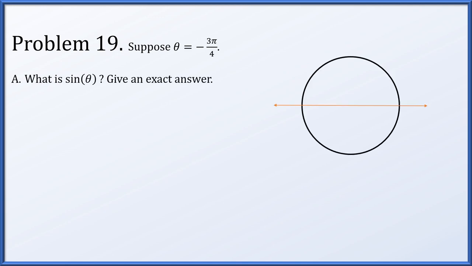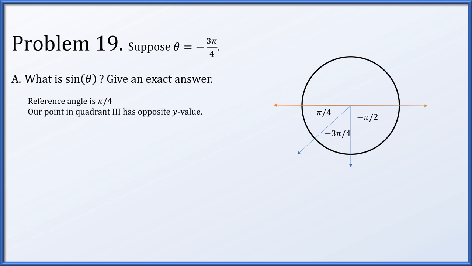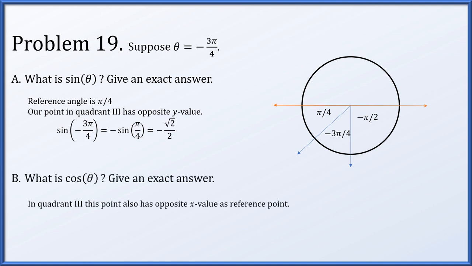In problem 19, suppose theta is minus 3 pi over 4. What is the sine of theta? Again, here's our standard circle with our x-axis. Minus pi over 2 would be minus 90 degrees. That's pointing straight down. So how much further do we have to go? Another pi over 4, so halfway through the next quadrant. So here is our angle of minus 3 pi over 4. The reference angle would be this missing bit of pi over 4. Since we're in quadrant 3, we have negative y values. So compared to the reference angle, the sine of minus 3 pi over 4 will be the opposite of the sine of pi over 4, so minus root 2 over 2. What about the cosine? We are in quadrant 3, so x values are also negative. So the cosine of minus 3 pi over 4 will be negative the cosine of the reference angle, which looking up is root 2 over 2. So the cosine of minus 3 pi over 4 is negative root 2 over 2.